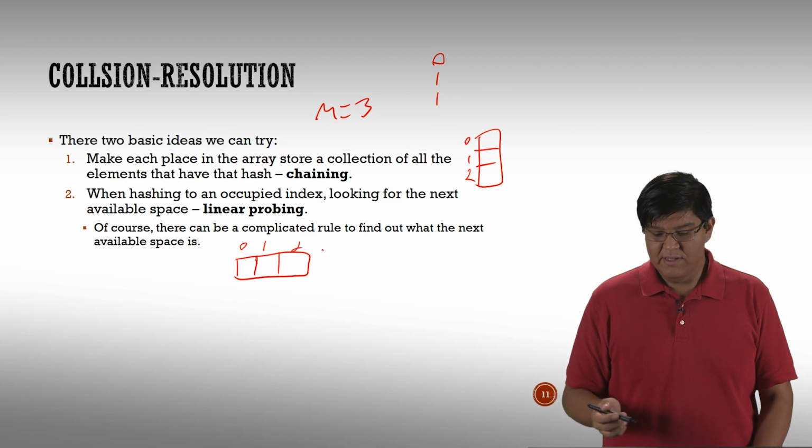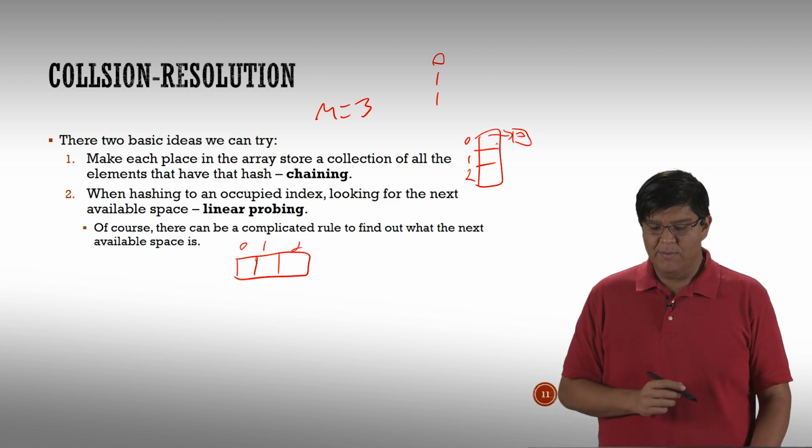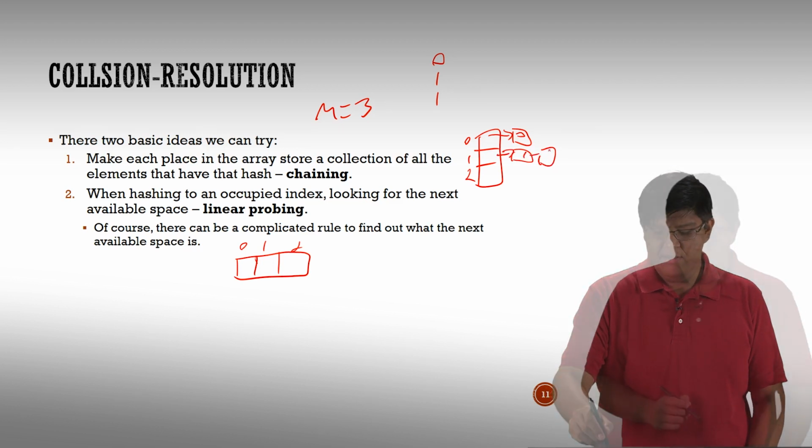For chaining, basically it says, okay, you're going to put 0 over here. There's a little linked list there. It's a bucket I'm throwing things into. And then for this one, I'm going to put 1 there and then another 1 there. So that index in the array knows about a couple other places.